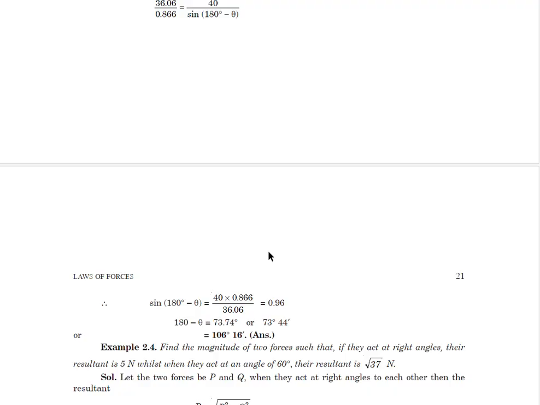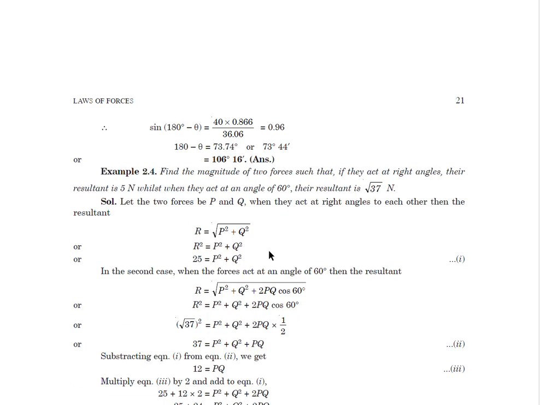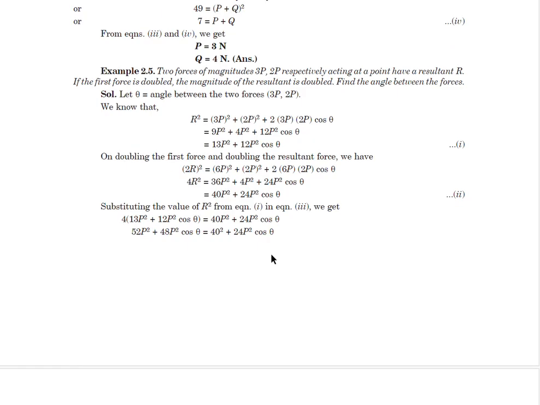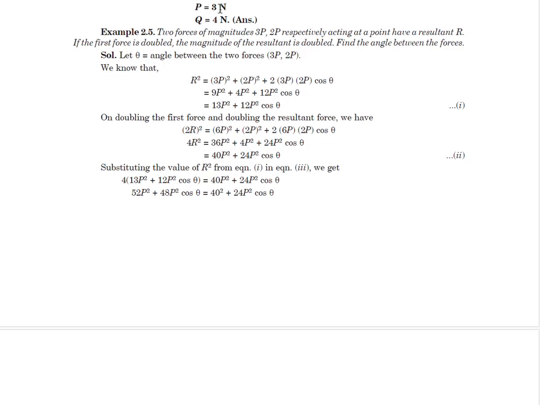Now coming on to the next problem, you can go through the 2.4 also, but 2.5 I find worth discussing here. So in this, two forces of magnitude 3P and 2P respectively acting at a point have a resultant R. If the first force is doubled, the magnitude of the resultant is doubled. Find the angle between the forces. So here the unknown quantity is theta, the angle between the two forces 3P and 2P.